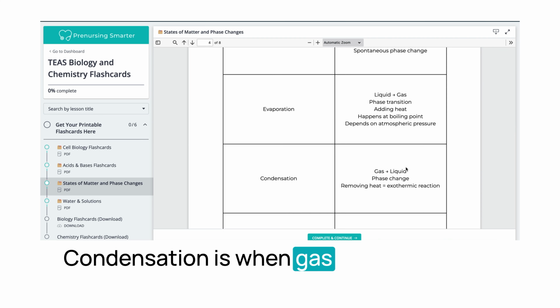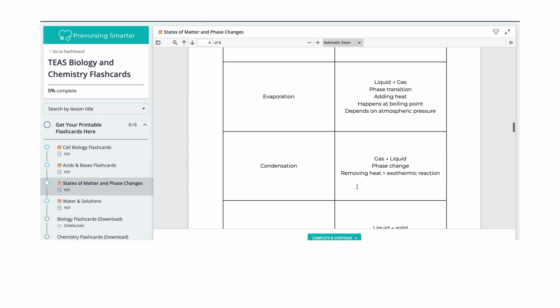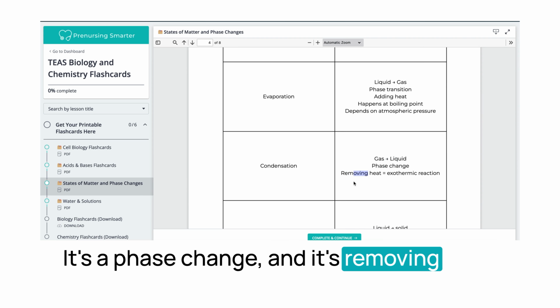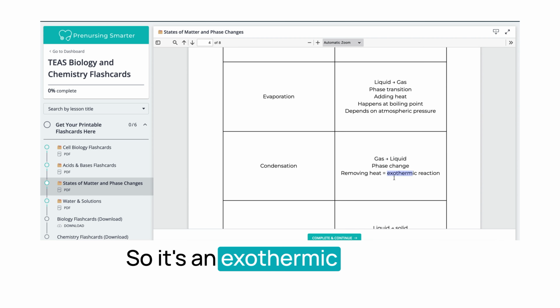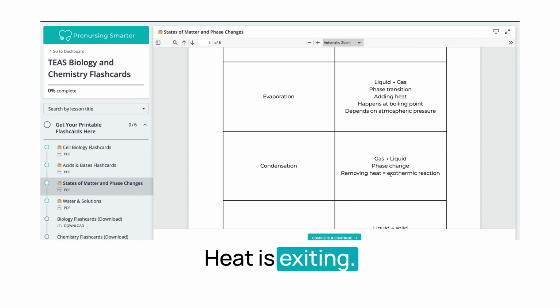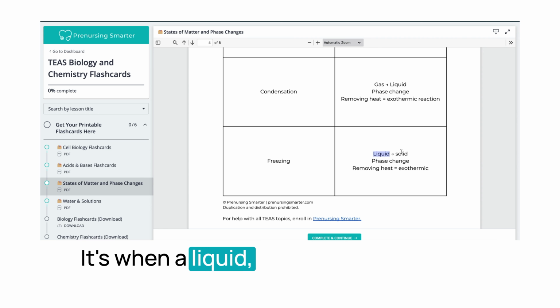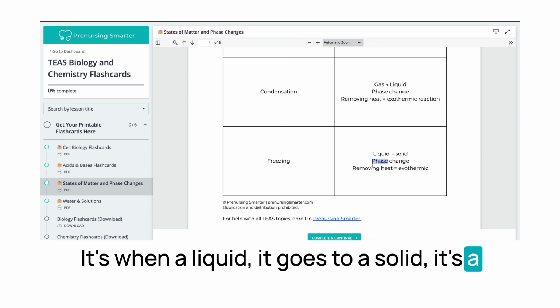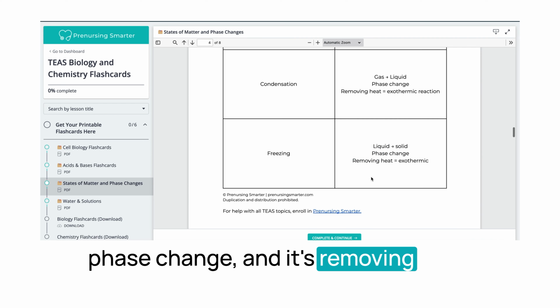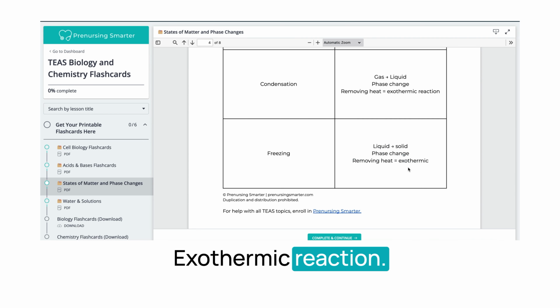Condensation is when gas goes to a liquid. It's a phase change, and it's removing heat, so it's an exothermic reaction. Heat is exiting. Freezing is when a liquid goes to a solid. It's a phase change, and it's removing heat, an exothermic reaction.